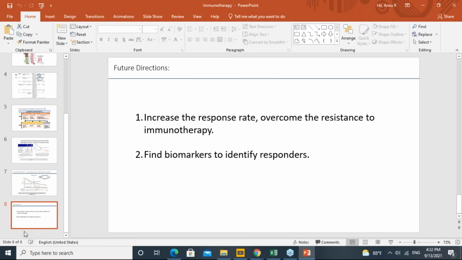So the future direction is we're scientists and physicians and in medical oncology, we're trying to increase the response rate, basically from 20% to 40%. We hope to increase that further to make sure that more patients will benefit from this kind of approach. And second, we want to identify a biomarker to identify responders, so we'll spare patients who will not respond from this expensive treatment. And I think that's sort of a summary.